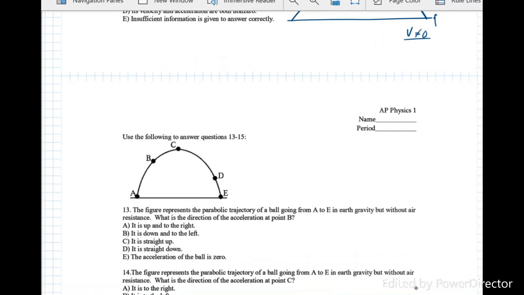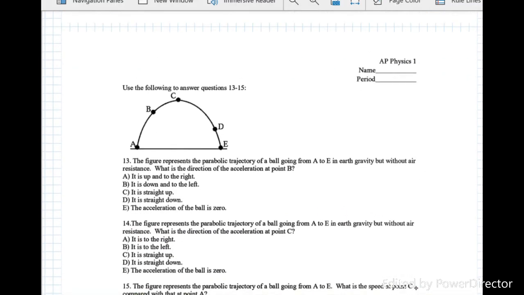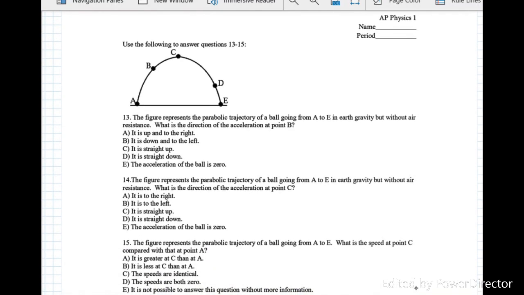Moving on to 13, 14, 15. So, this figure is the trajectory of a ball going from point A to E without air resistance. I want to know the direction of the acceleration at point B. Point B, at any point, the acceleration is 10 meters per second squared down. It's straight down. It's at all points.